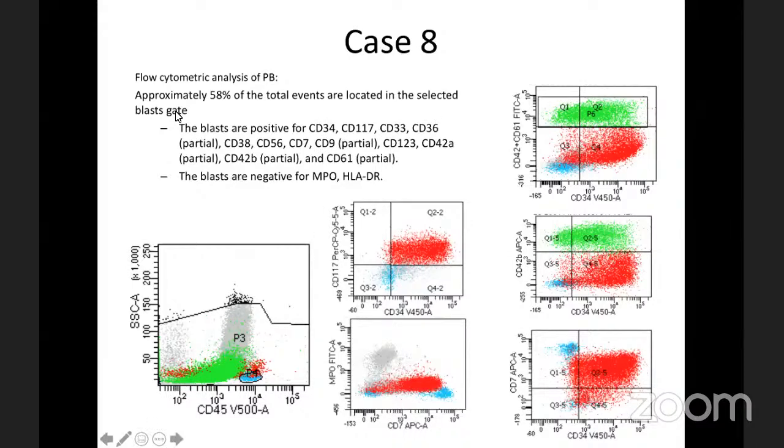So the flow cytometry detects 58% in the blast gate. They are positive for CD34, CD117, CD33, CD36, CD38, CD56, CD7, CD9, CD123, CD42a, CD42b. You can see here the CD41 and CD61 are partial, and also the CD42b is partial. But all the cell population in the blast gate are CD34 and CD7 positive. So co-expressing CD7. MPO is negative and HLA-DR is also negative.